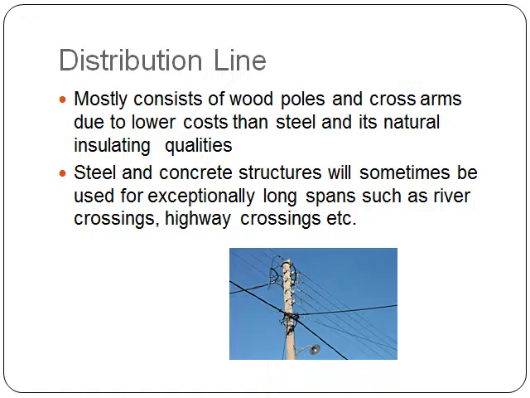In the distribution system, on the other hand, the distribution lines are mostly supported by wooden poles with wooden crossarms due to their significantly lower cost than steel, and they also have the advantage of natural insulation qualities, which you won't find with steel structures. However, there are some odd occasions where you would still use steel or concrete structures, usually for exceptionally long spans, such as river crossings or highway crossings.